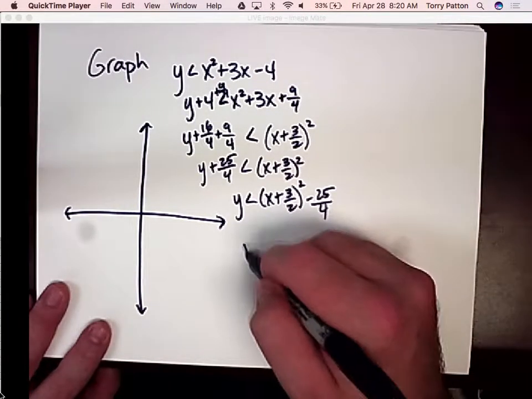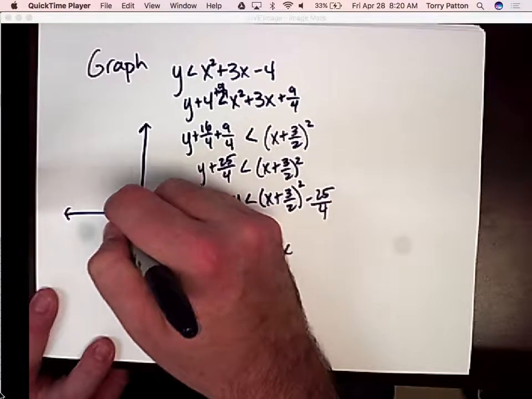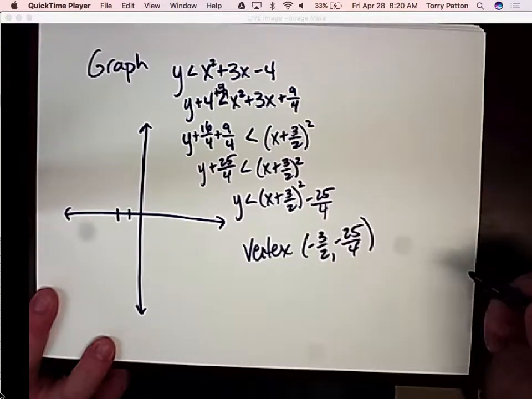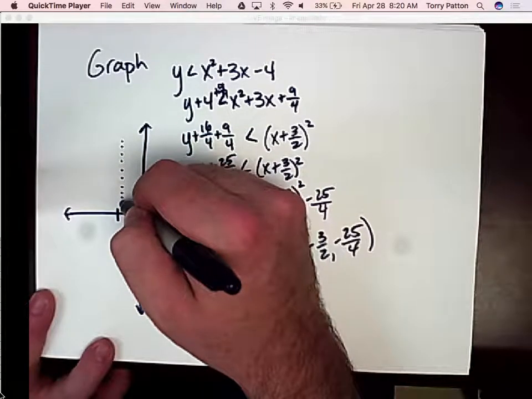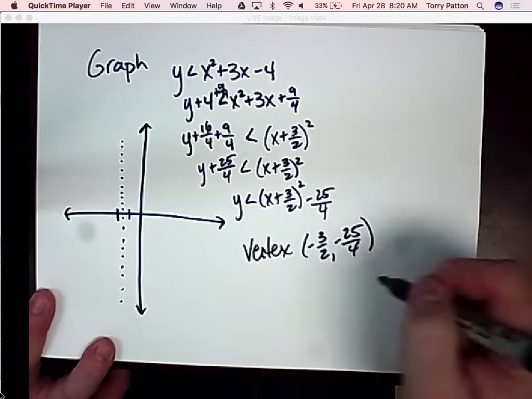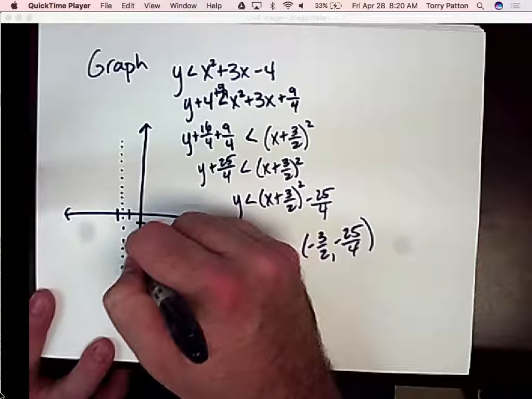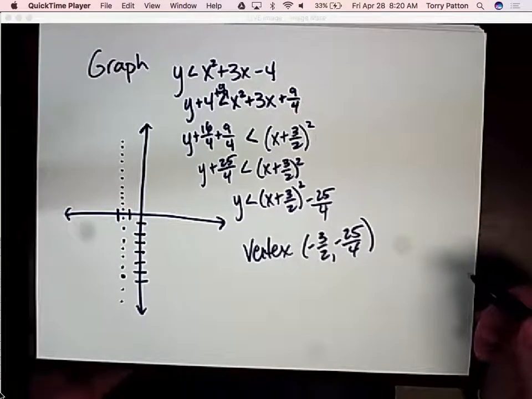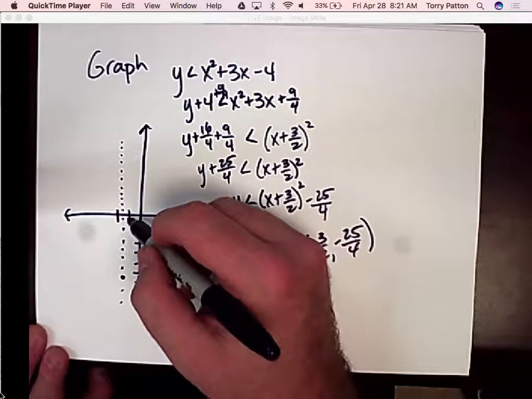So where is your vertex? At negative 3 halves, negative 25 over 4. Okay, well that is negative 1.5, and negative 25 over 4 is almost negative 6. Or almost, it's a little more than negative 6. Right there. Okay, does it open up or down from there? Up. And what I would do is plug in a t-chart with 2 points to the right.